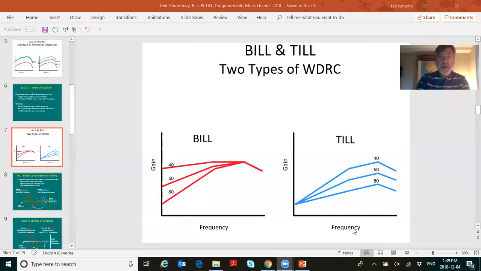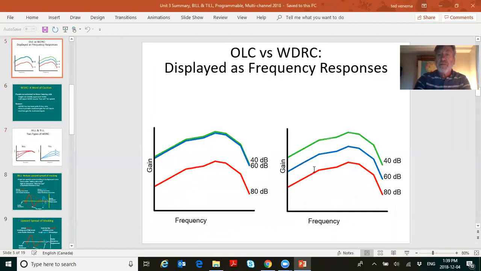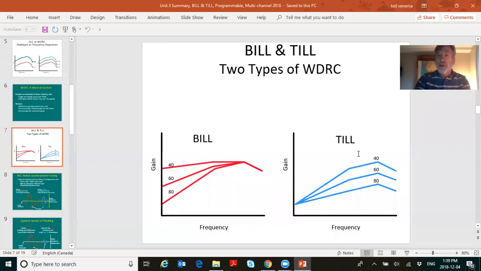Okay, fantastic. Bill is just WDRC confined to the low frequencies. Till is just WDRC confined to the highs. Look at these two, and then this is straight WDRC by itself. This is just WDRC happening just in the bass, and WDRC just happening in the treble. We don't think about these terms anymore. This was the old K-amp from 20 years ago, and this was the old high-end Oticon digital hearing aids from 20 years ago. So forget that. We don't really look at that anymore.